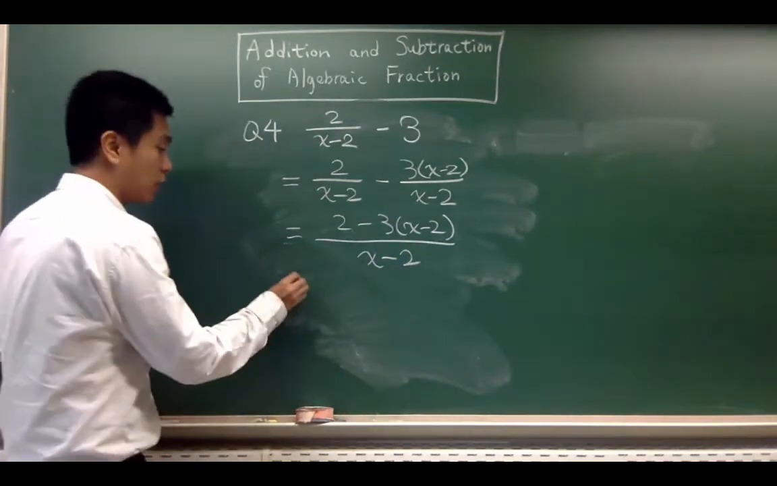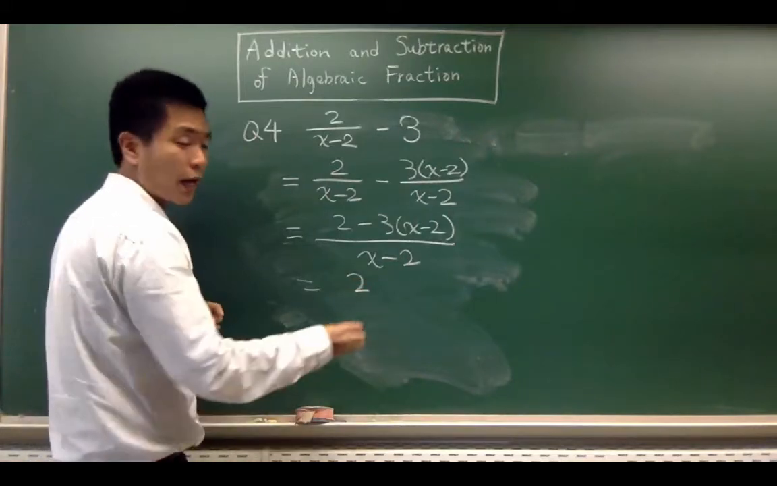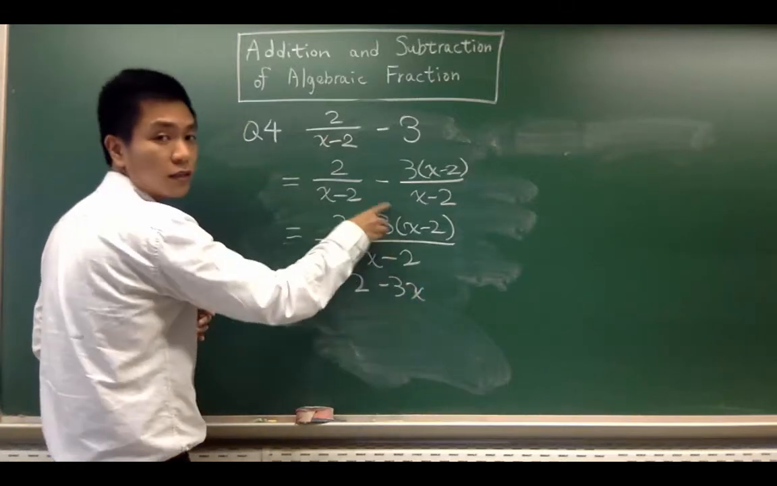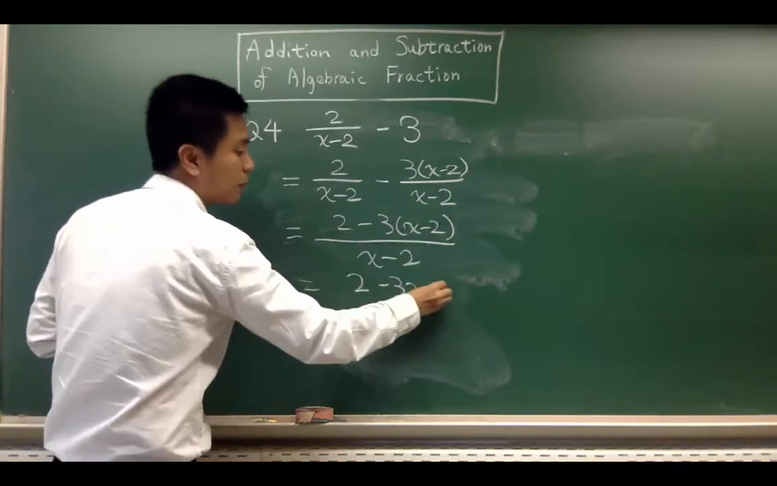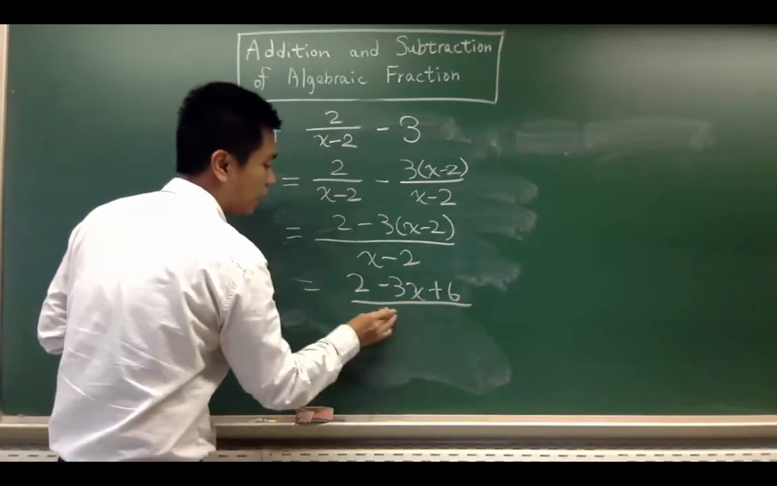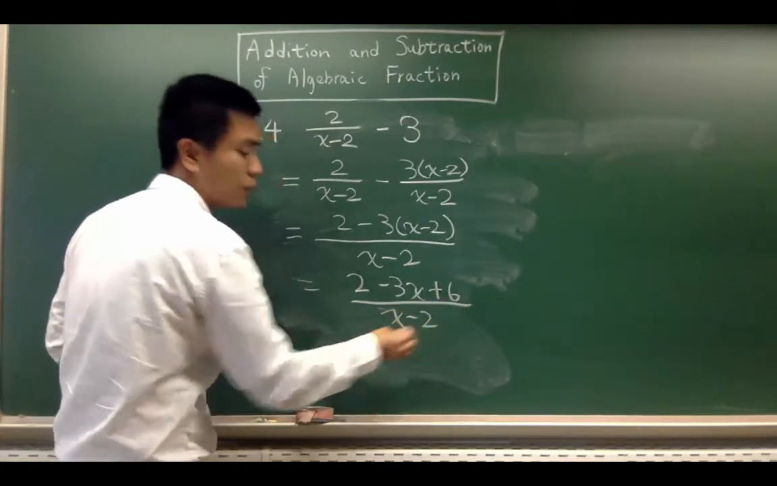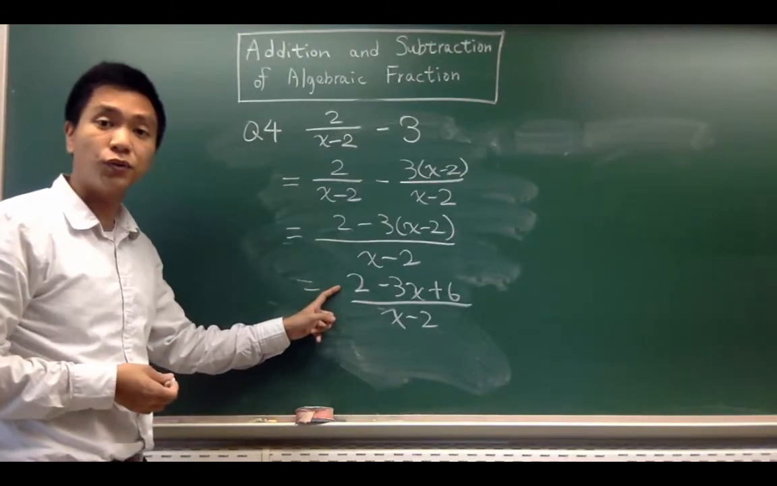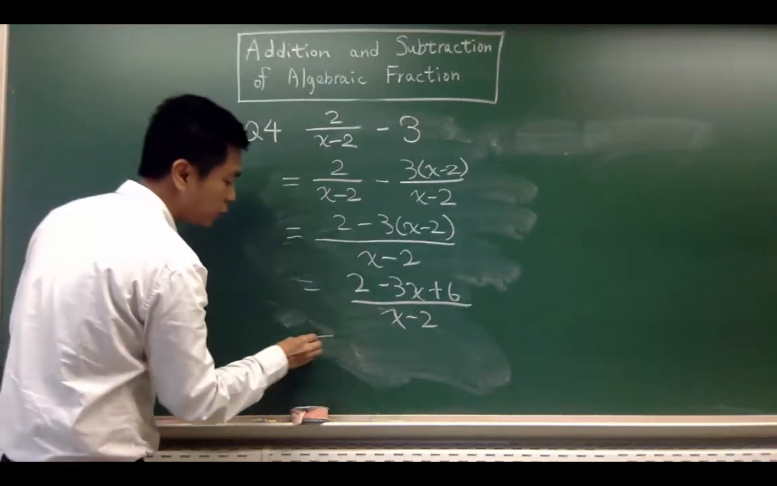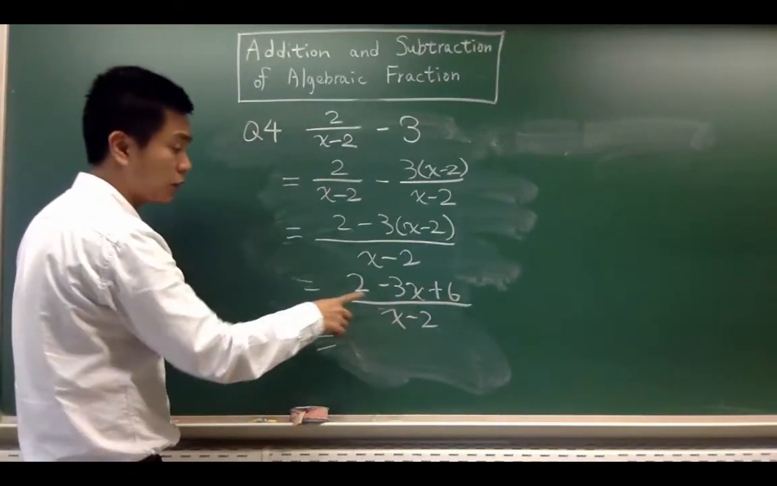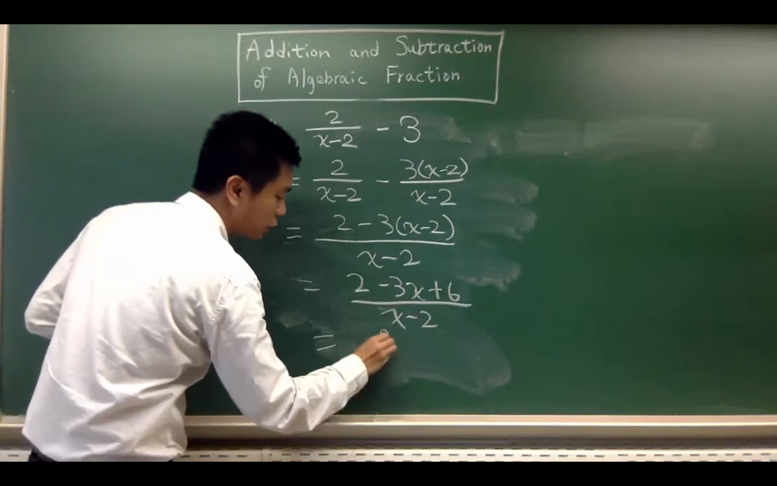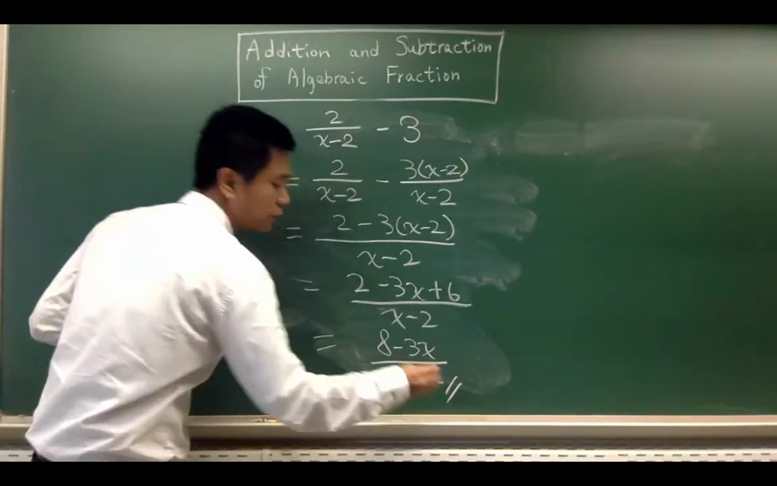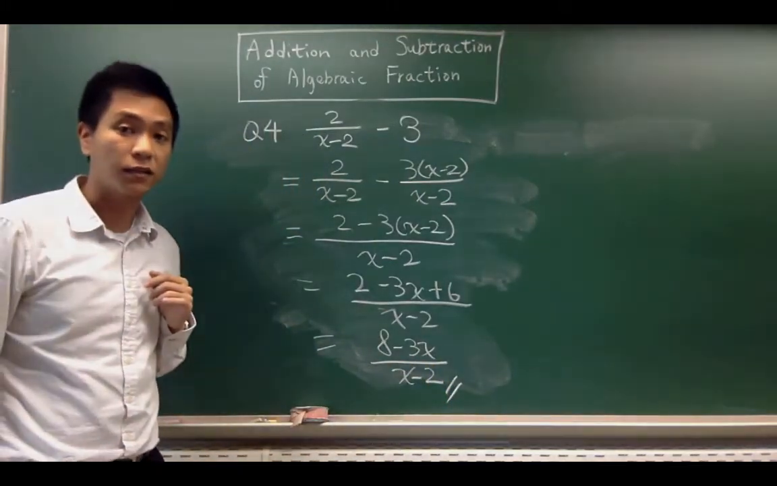What should I do next? It should be 2 and then minus 3x. We can multiply it. And then minus 3, this is negative 3 times negative 2, that means plus 6. And then the denominator is still x minus 2. Not done, because we still want to simplify the numerator. When we simplify the numerator, we get 2 plus 6, you get 8. So you can write it as 8 minus 3x over x minus 2. Then this is the answer.